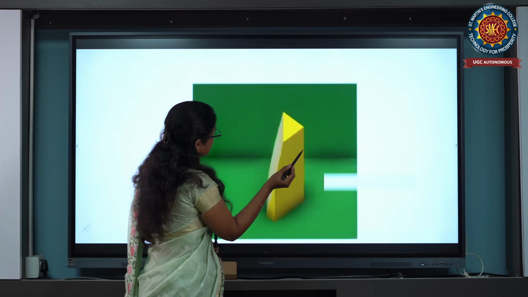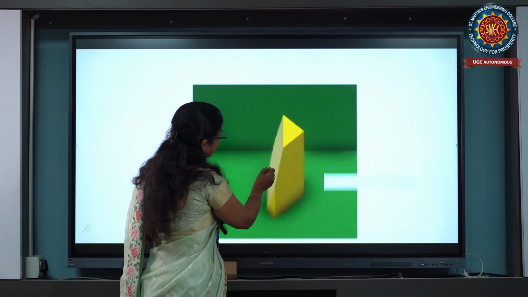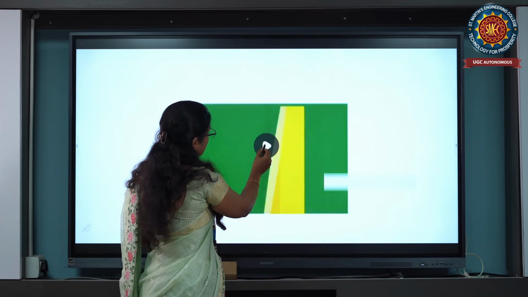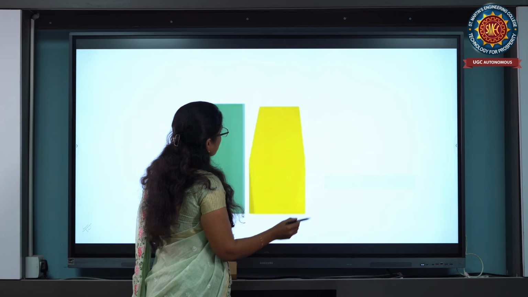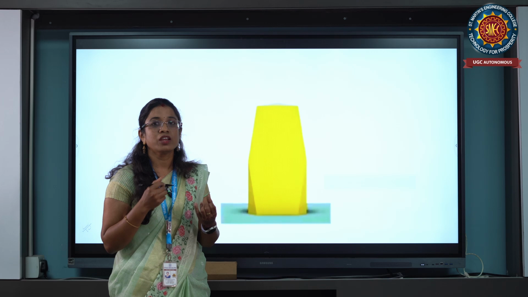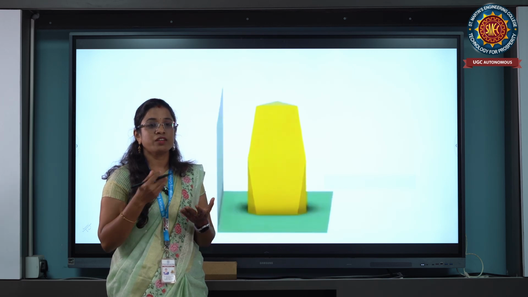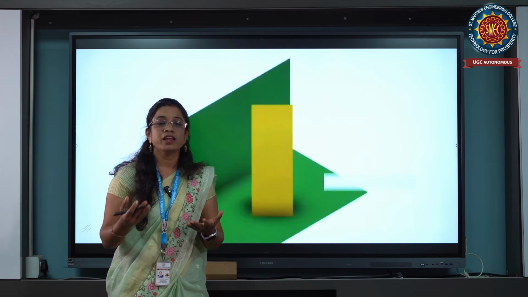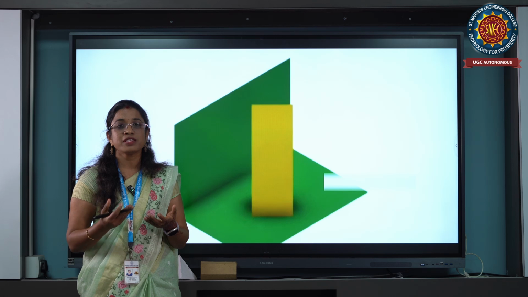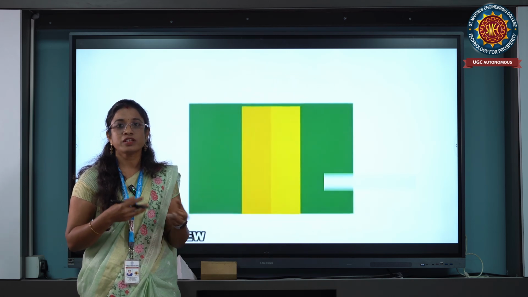Next, see this one is called a cut surface. Here we are discussing our topic, sections of solids. We are using different types of section planes, and what is a front view, what is a top view, what is a cut surface, and what is the true shape of the section plane. This is what we are discussing in today's topic.